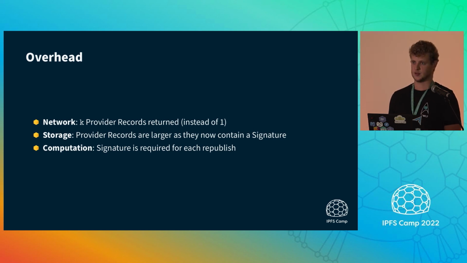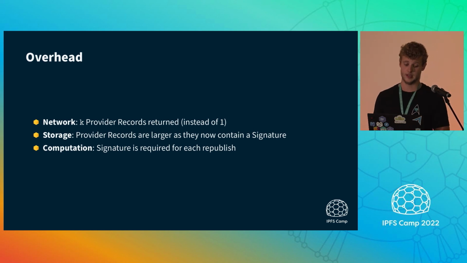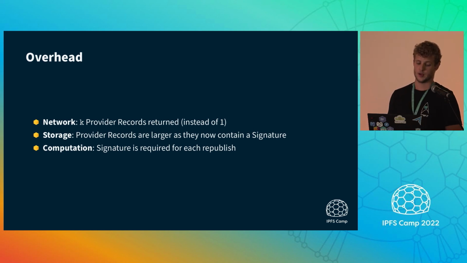On the storage side, the DHT server node needs to store provider records, and those provider records will be larger because they will now contain a signature in addition to the peer ID. And there's also a computation overhead because a signature has to be produced for each provider record, and the provider records have to be republished over time every 24 hours, which means that every 24 hours you need to produce a new signature for each piece of content that you are providing.